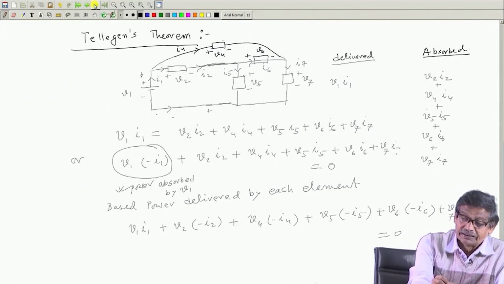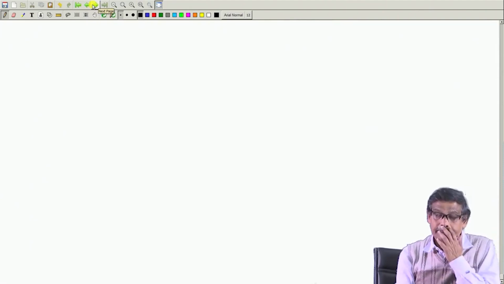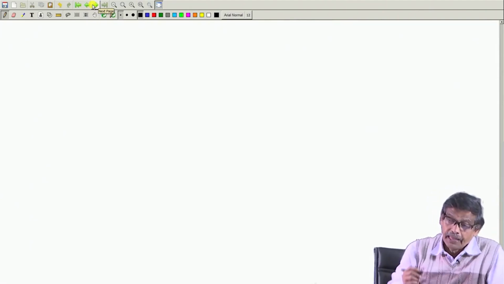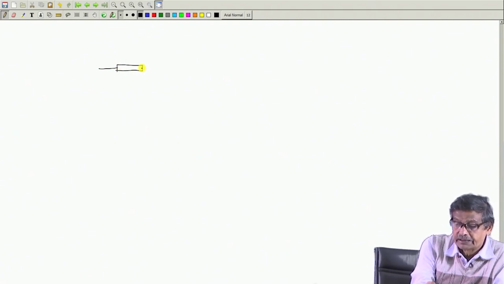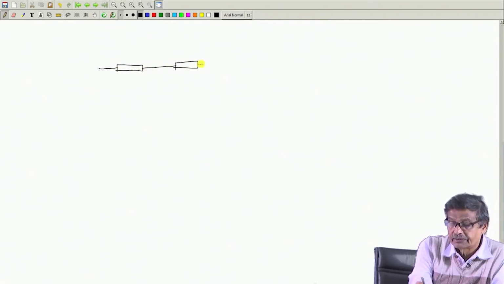Now, what Tellegen's theorem tells us is that suppose you have a network. Now, let me be a bit methodical in telling about Tellegen's theorem. Suppose consider a network like this.